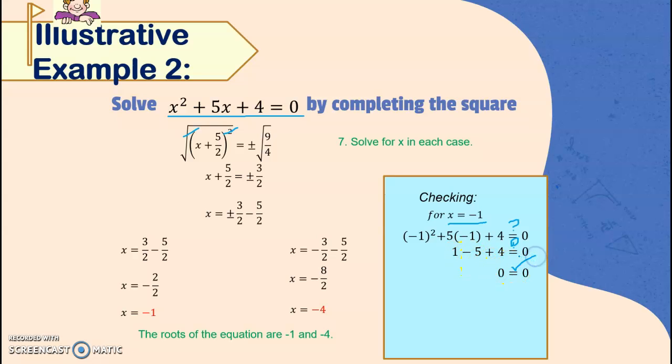Which is true. For x equal to negative 4, papalitan mo lang ito ng negative 4. So, negative 4 squared plus 5 times negative 4 plus 4. Is it equal to 0? So, 16 ito, di ba? Then, minus 20 plus 4. So, 16 plus 4, that's 20. Minus 20, that's 0. Okay?